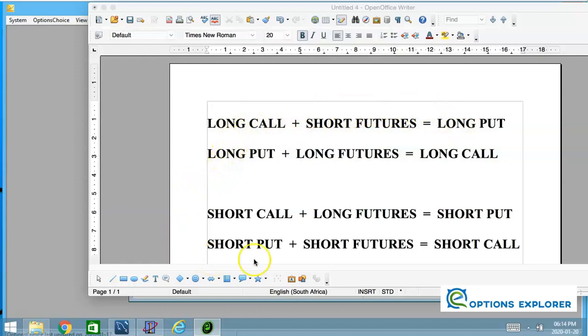The same applies if you're using short options. Short call, long futures will give a short put; short the futures again, back into a short call. So short call, long futures, short futures, long futures will take me short call, short put, back into a short call, back into a short put.